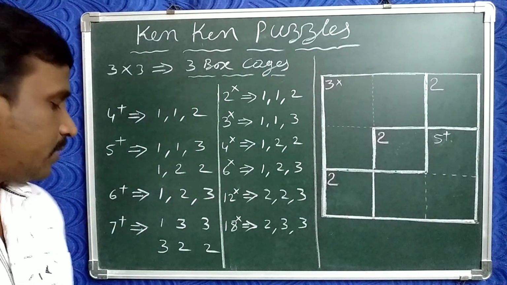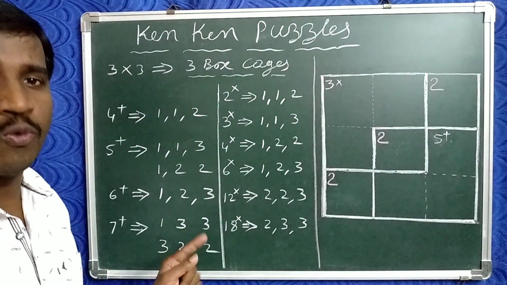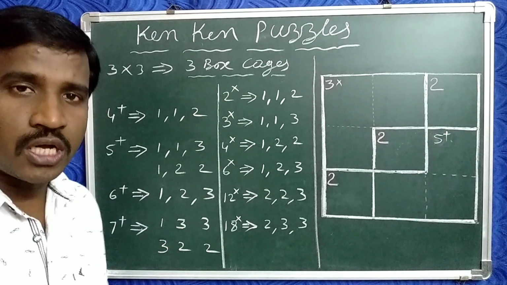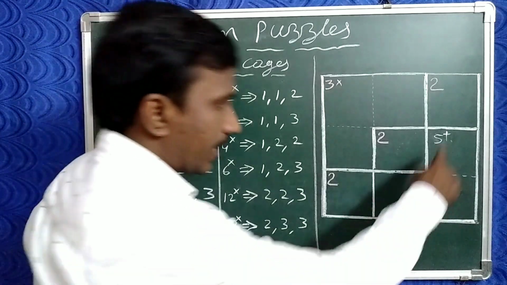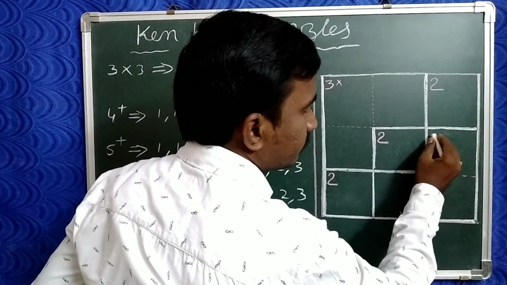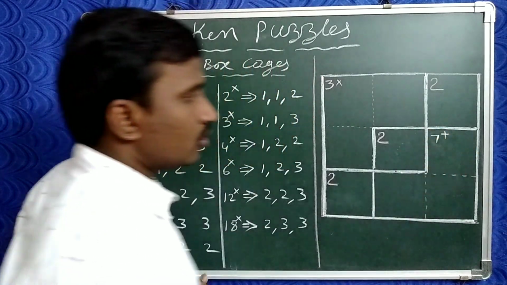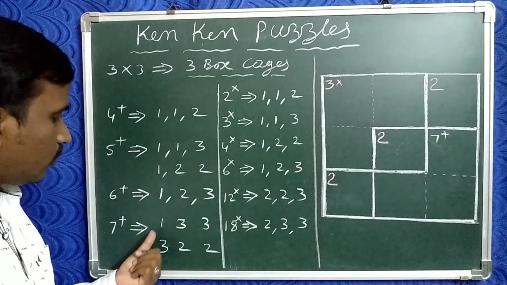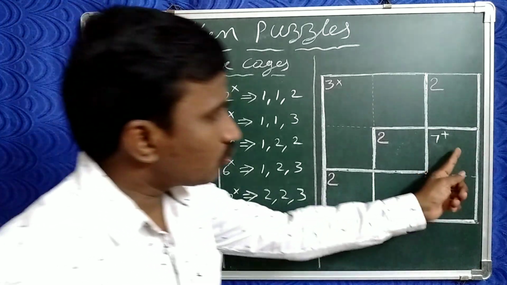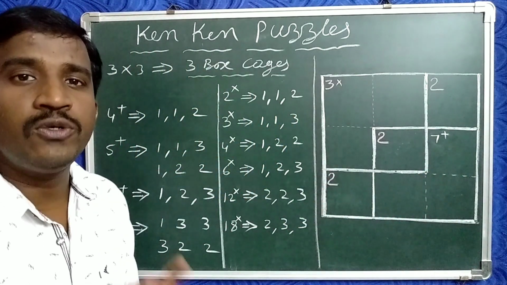7 plus. 7 plus means 1, 3, 3. Here 2 possibilities: 1, 3, 3 or 3, 2, 2. These 2 possibilities are also corner boxes. Corner means like this. Suppose here 7 plus. The previous problem had a 7 plus as well. So 7 plus means what are the possibilities? 1, 3, 3 or 3, 2, 2. So 2 possibilities.